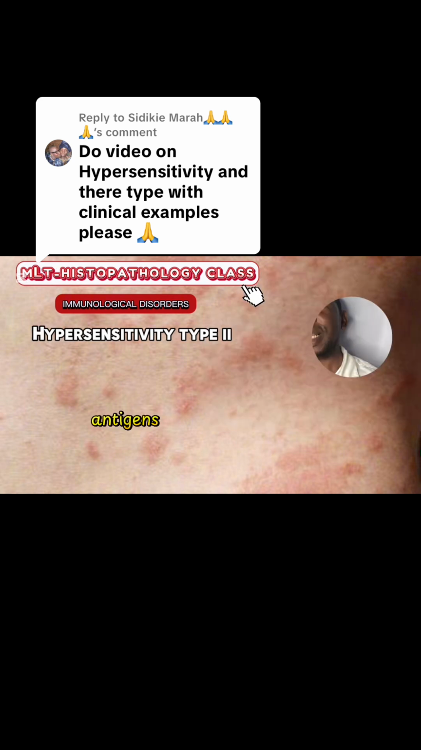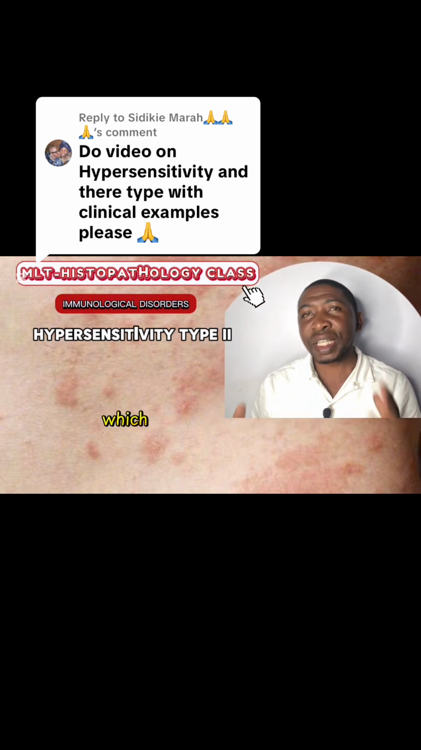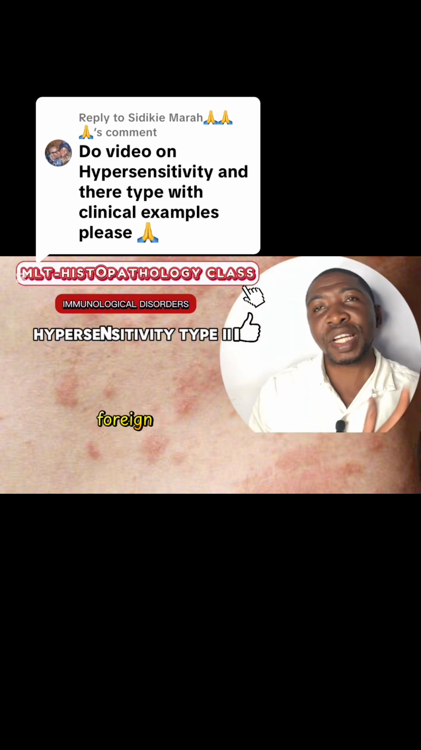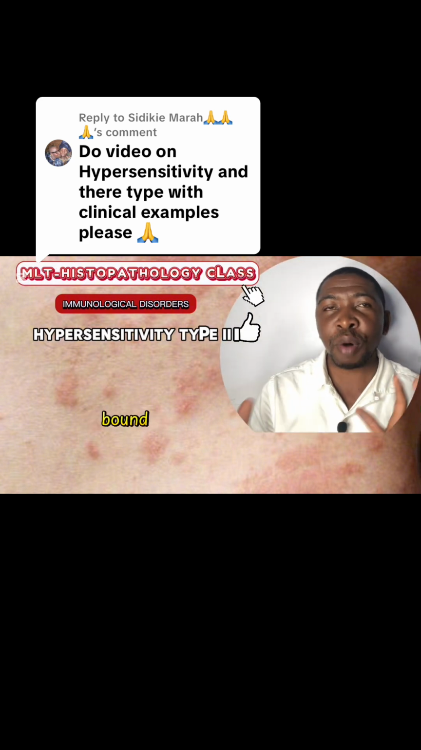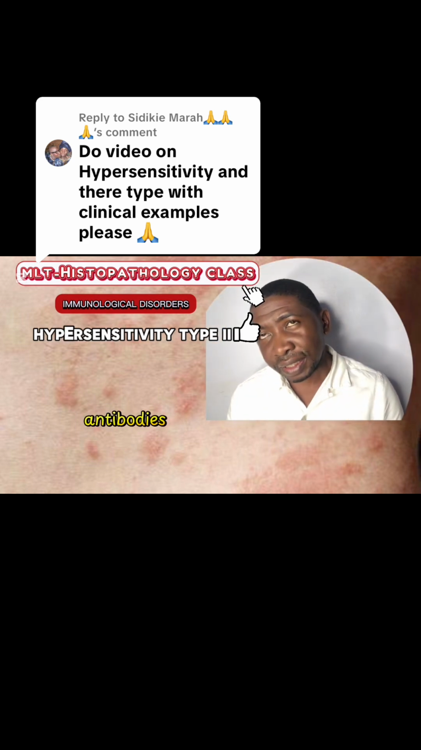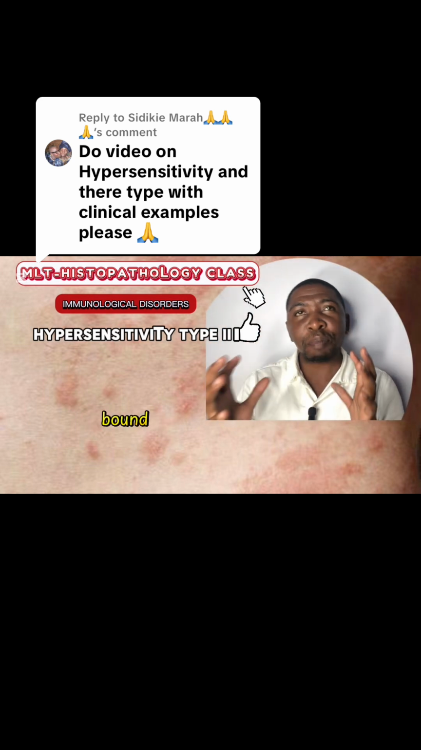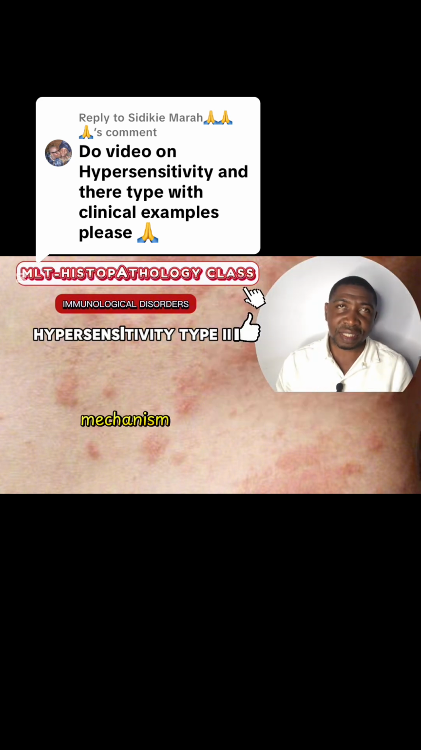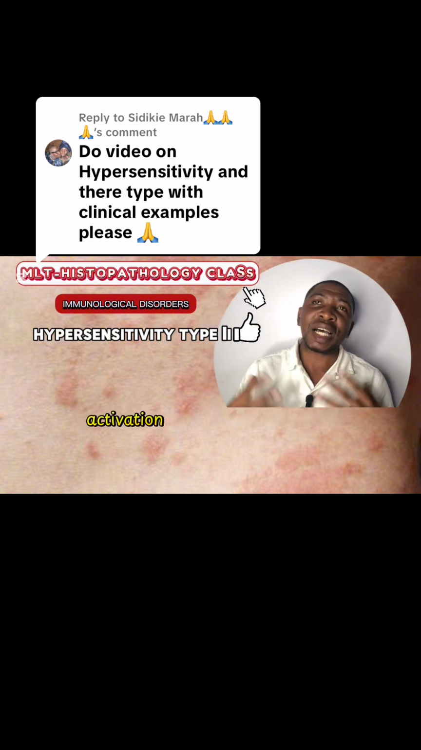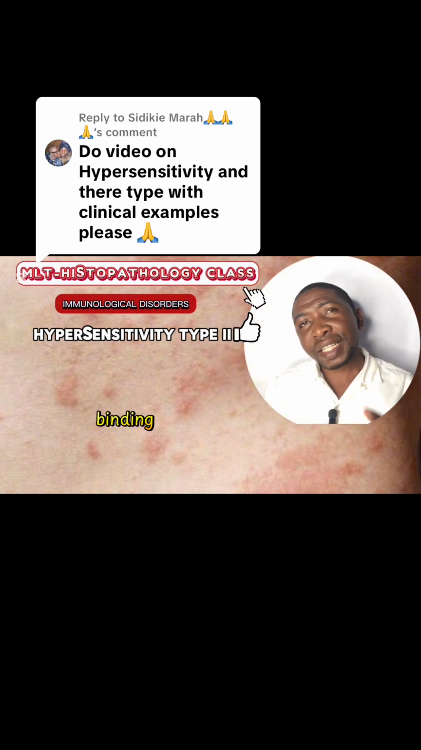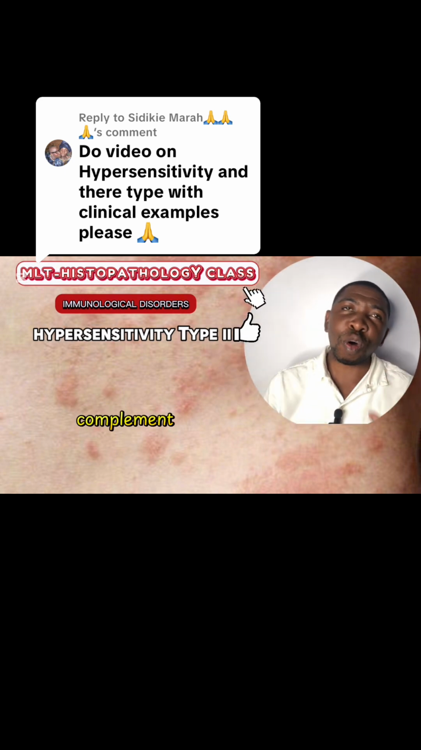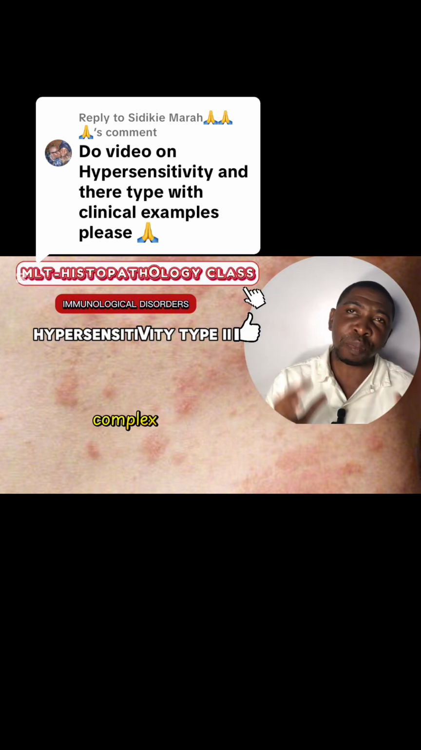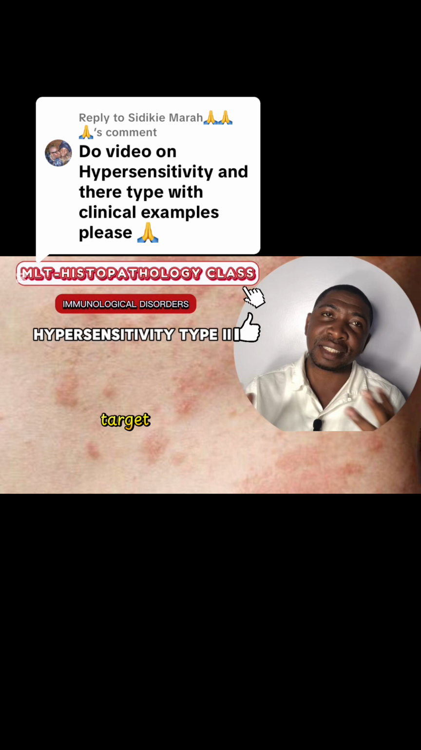And these antigens may either be intrinsic, which are naturally part of the body, or extrinsic, whereby foreign substances like drugs are bound to the cell. Once antibodies bind to these cell-bound antigens, they trigger cell damage through the following mechanisms. Number 1, complement activation. So antibody binding activates the classical complement pathway, leading to formation of the membrane attack complex, which lyses the target cell.